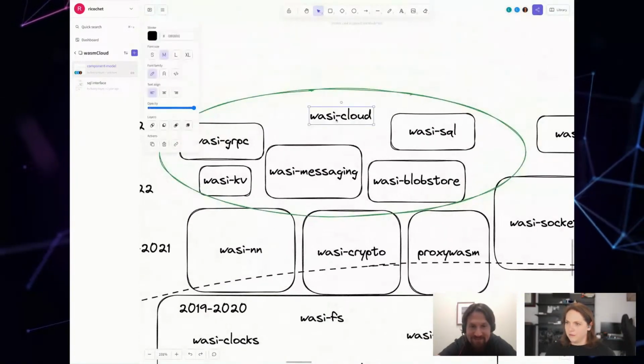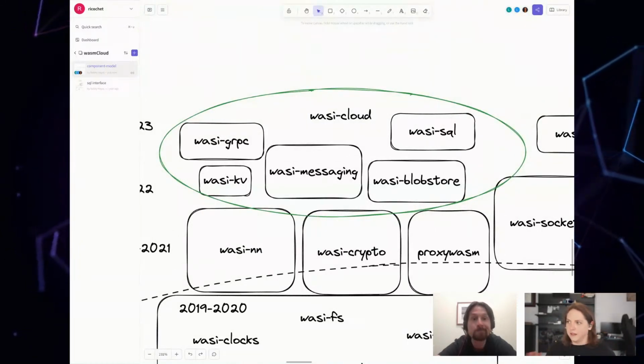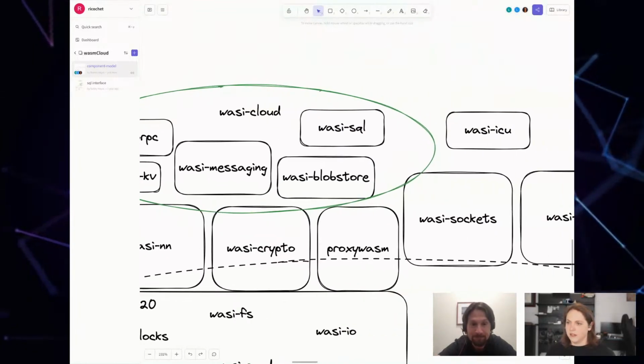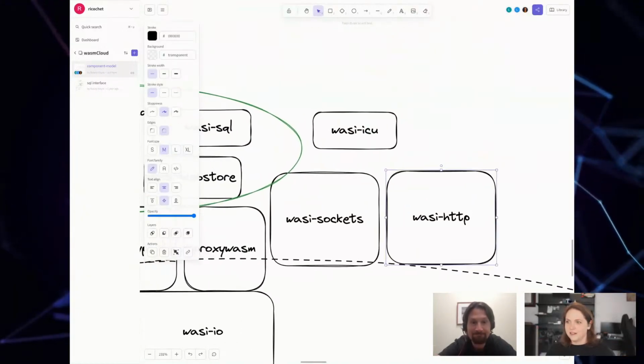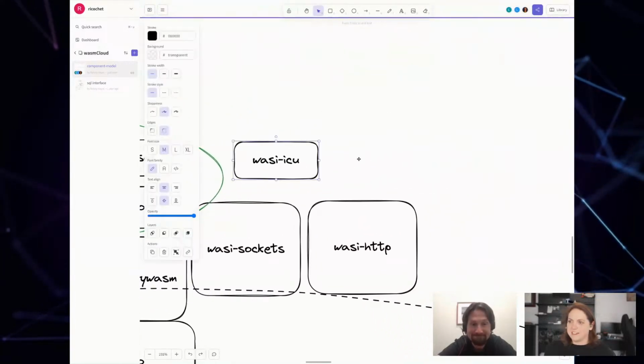But then we're starting to talk about what we call as a group WASI Cloud, but really they're each an independent interface that we're proposing. And then WASI HTTP comes onto the scene, as you were saying, to fill the need that proxy WASM wanted.